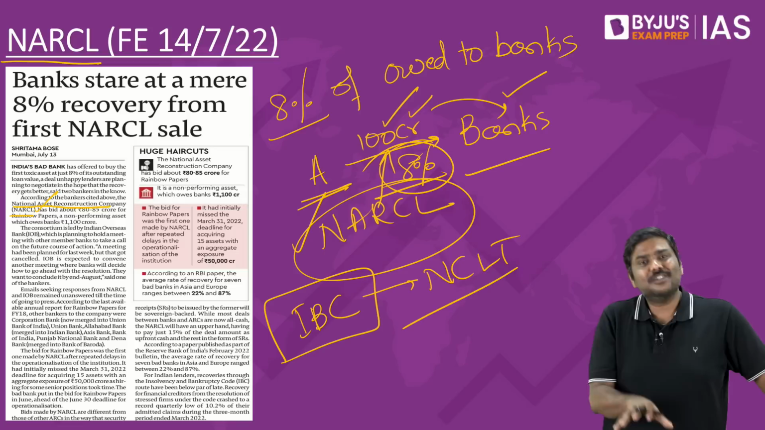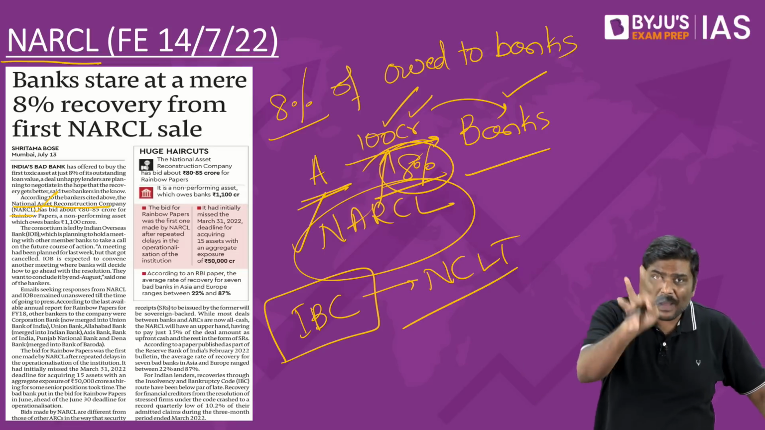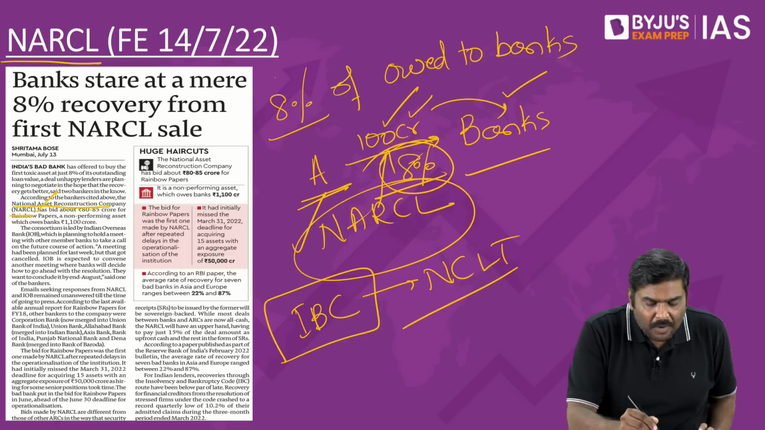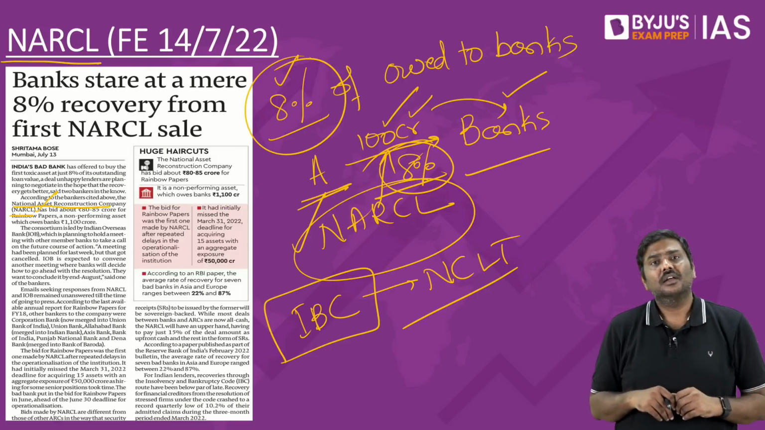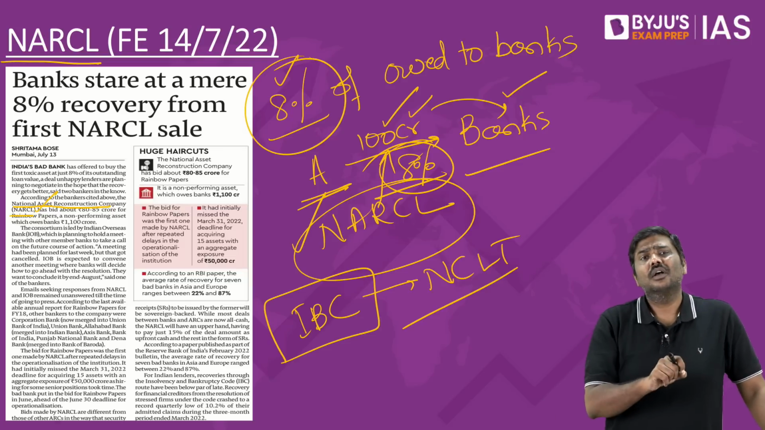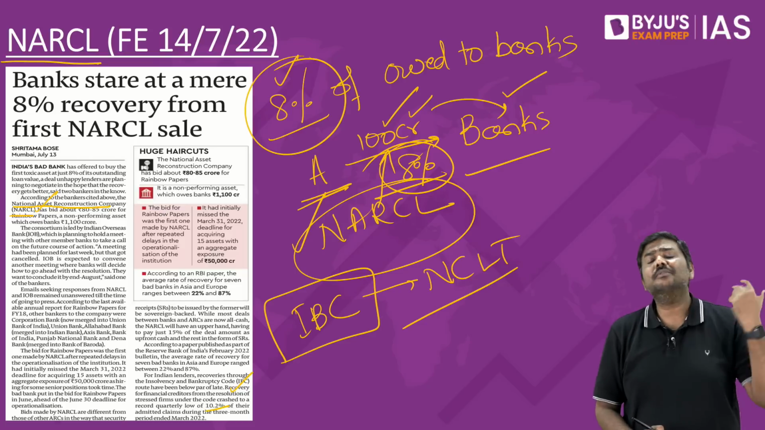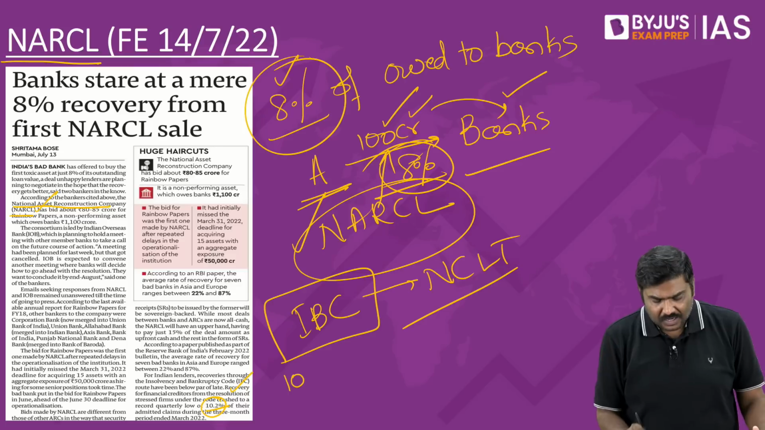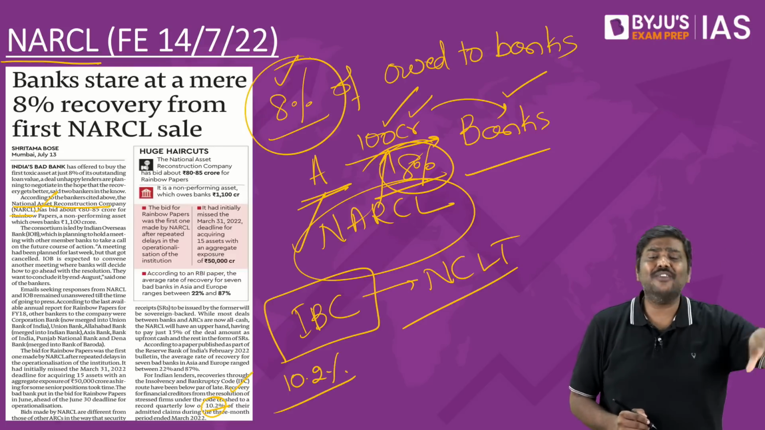This is nothing but the concept of a bad bank itself, which will take over the non-performing assets from the balance sheet of the banks. But now the concern has been that the amount of money that NARCL says they will pay, the recovery that the banks or the lenders will have, is very, very low. Even when you compare it to the recovery happening under the Insolvency and Bankruptcy Code, under IBC, the recovery for this year is 10.2%.